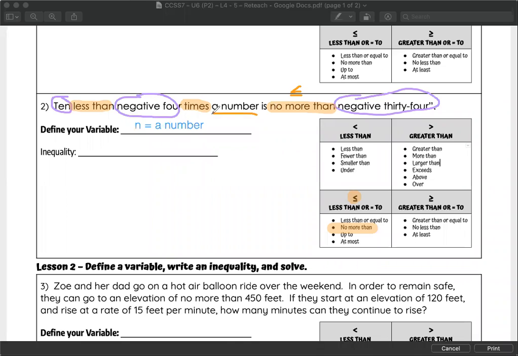So let's set up our equation here. I know that my total is no more than, so less than or equal to my total. I'm going to rewrite that. Less than or equal to my total of negative 34. Then let's look over here. 10 less than. Again, less than means we are subtracting 10 from something. What are we subtracting it from? Negative 4 times a number. So negative 4n. Now that we have our inequality, we can solve.